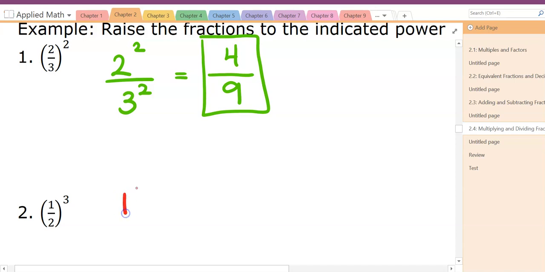So you're going to do 1 to the third, 2 to the third. What'd you guys get? Good. 1/8.